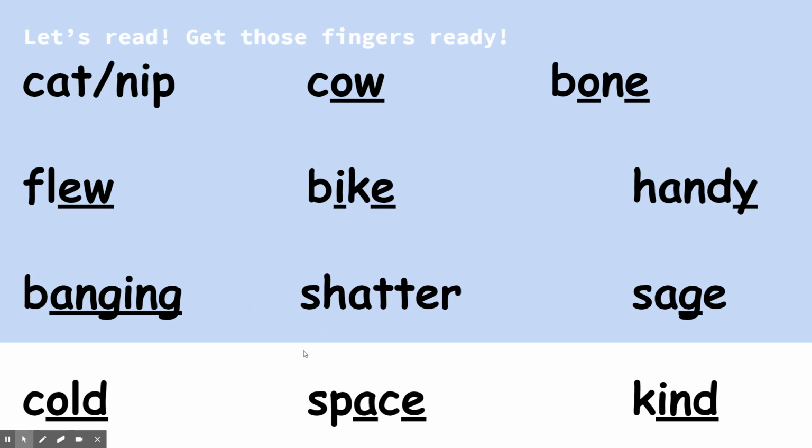K-old, cold. Sp-a-s, space. K-ind, kind. Think about here what the job of the E is. It's to reach over, make the A say A. We call that the long vowel sound. And it's to make the C say S.